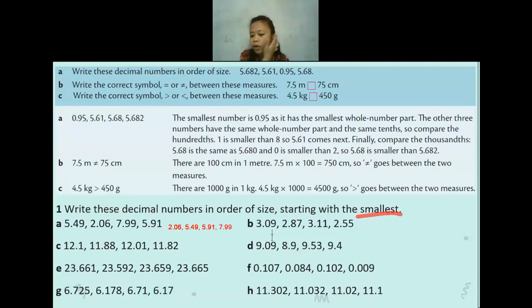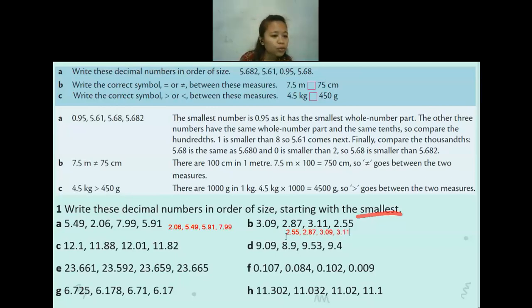Now for the B, which one is the smallest one? 2.87 or 2.55? Which one? 2.55. Yeah, 2.55. Correct. After 2.55, what number will it be? 2.87. Okay, 2.87. After that, 3.09. Yeah, 3.09. After that, 3.117. Okay, good job.